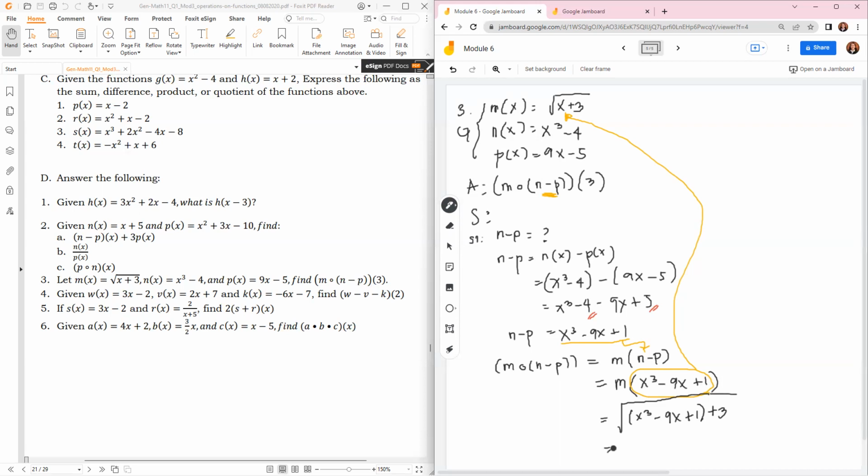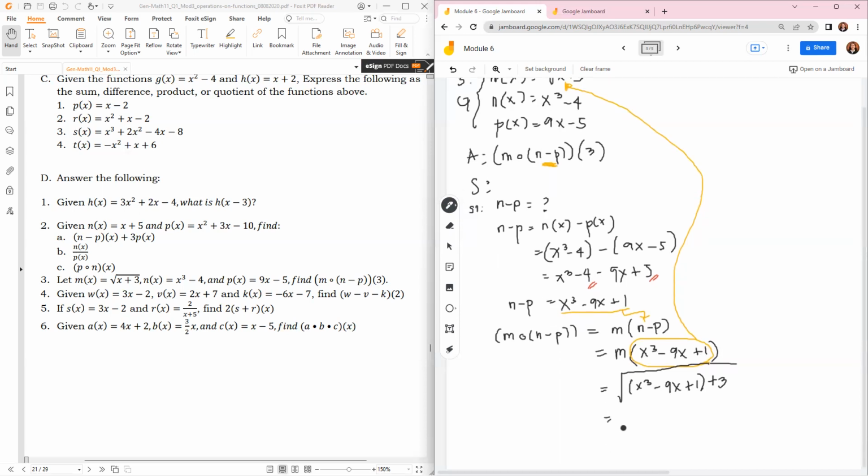So, that is equal to, how do we simplify it? Let's erase the parenthesis inside. We always start with what is inside. So, x cubed minus 9x plus 1 plus 3. If we simplify this further, these are like terms. We cannot combine the x cubed and the 9x. So, that would be x cubed minus 9x. And what is 3 plus 1? It would be equal to 4.